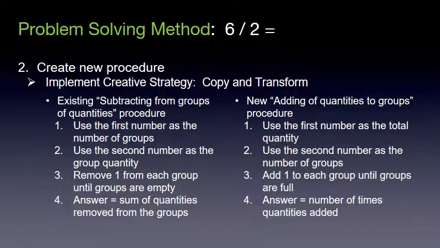Step number 1, instead of the old use the first number as the number of groups, we're going to use the first number as the total quantity. Step number 2, instead of use the second number as the group quantity, we're going to use the second number as the number of groups. Step number 3, instead of removing one from each group until groups are empty, we're going to add one to each group until the groups are full. And step number 4, instead of the answer being the sum of the quantities removed from the groups, the answer is going to be the number of times that the quantities are added, or how many increments we did.